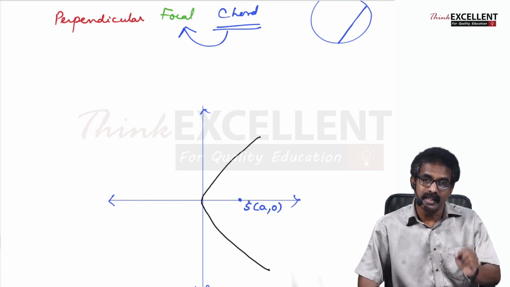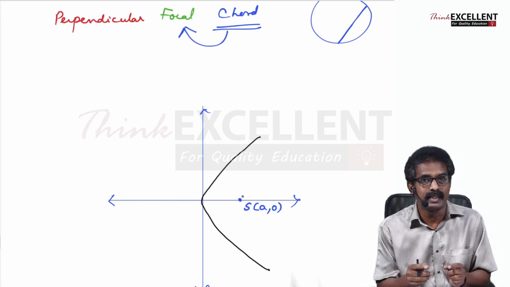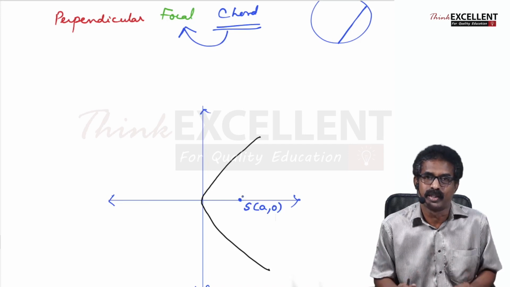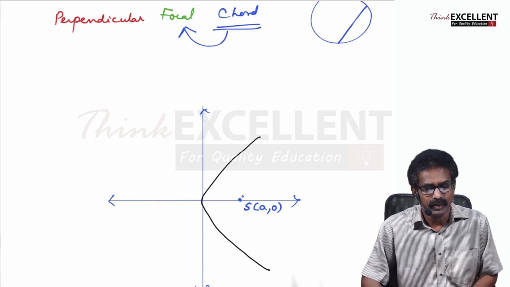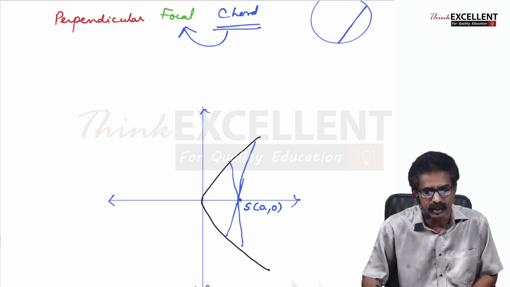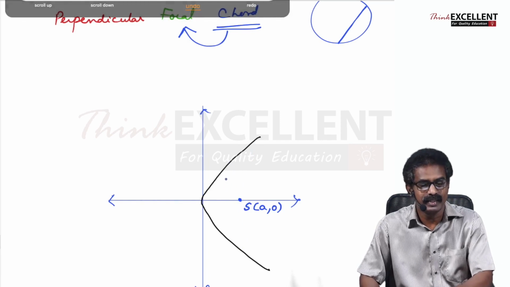Focal chord means it is a chord. You have to join 2 points of the parabola, and one more condition, it must pass through the focus. How many such chords can you draw? Some of you are thinking only one, right? No. You can draw an infinite number of focal chords. But one more condition is there.